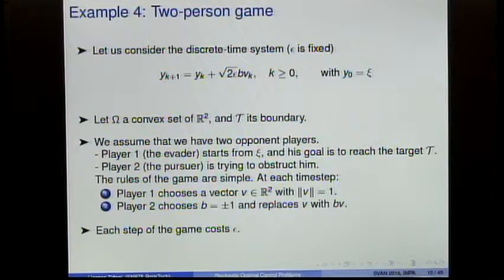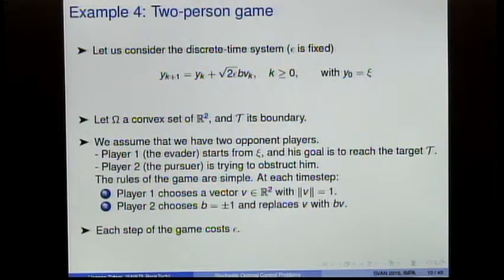So we consider that we have a player that is moving with this motion. Y_{k+1} is equal to y_k plus square root of 2 epsilon b v_k, and we are starting from a given position xi. So we assume that the player is starting in this xi, in a convex set in R^2, omega, and its boundary is T. I denoted it T because it will be a target for us.